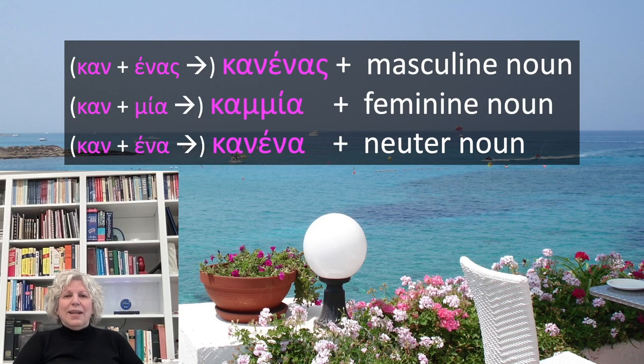Neither nor. Κανένας is a pronoun, so it does have a masculine form, a feminine form, and a neuter form. All three genders, κανένας, καμία, κανένα, are formed from the word καν, which means not even, and ένας, μία, ένα. They all mean one, masculine, feminine, and neuter. Κανένας can be used by itself, but also in front of a noun, in which case, just like any other pronoun, it must agree with that noun.